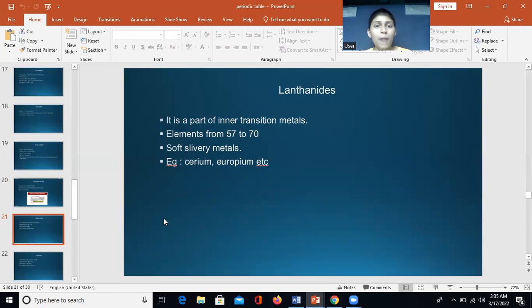Lanthanides. It is a part of inner transition metals. Elements from 57 to 70 in the periodic table are known as lanthanides. They are soft silvery metals. For example, cerium, europium, etc.